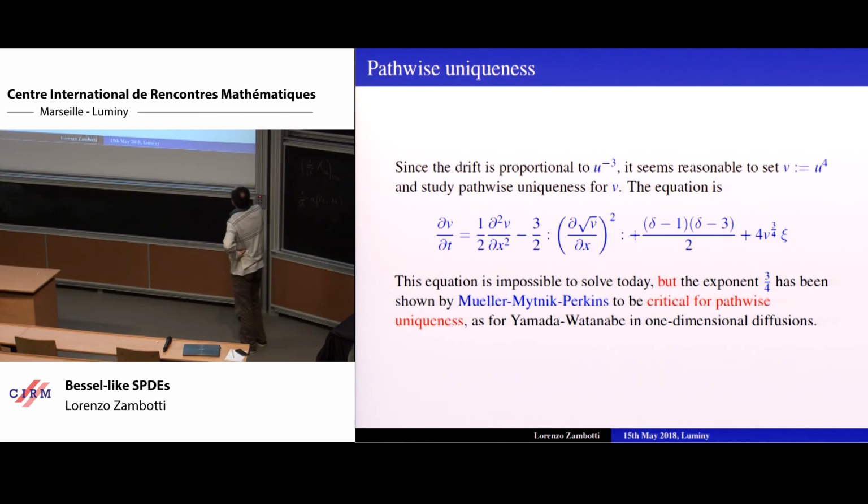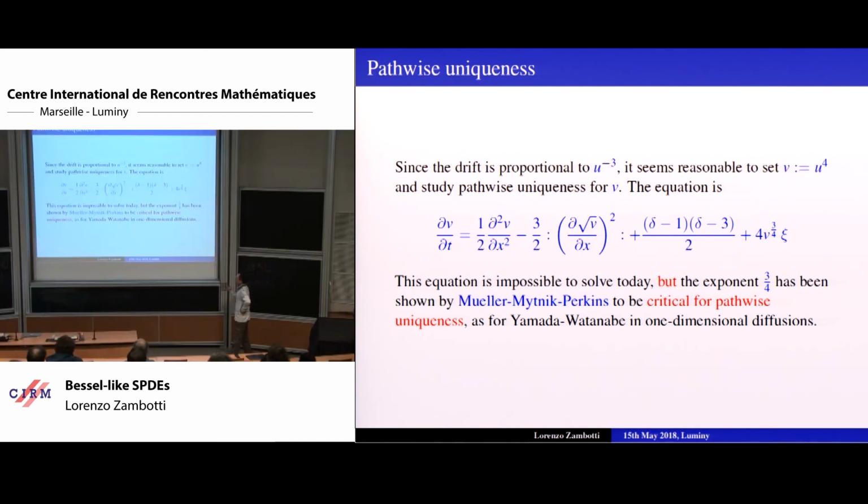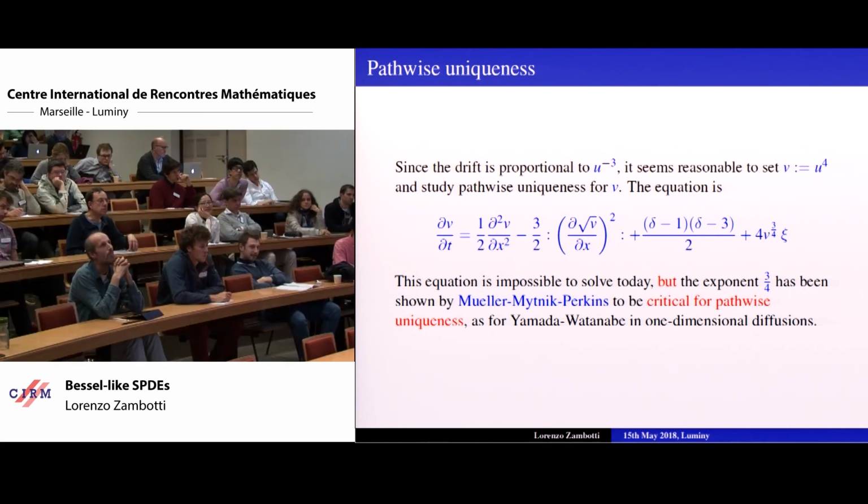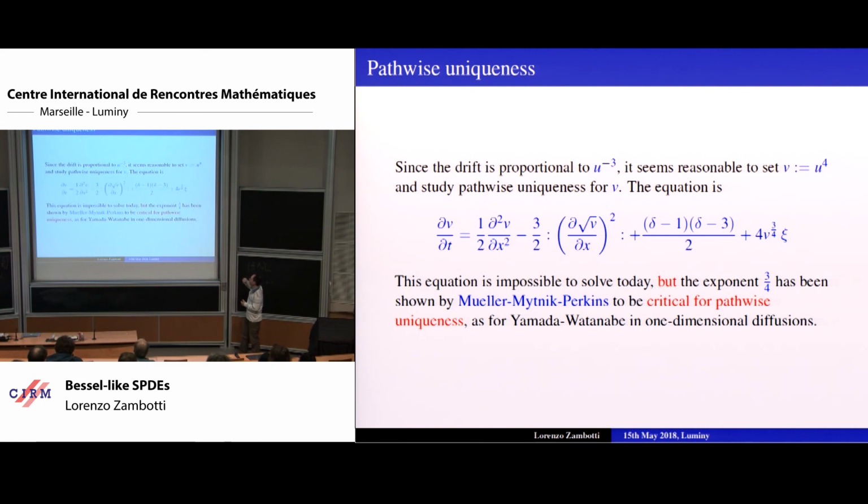But what is very inspiring here is that, like for Yamada-Watanabe in one-dimensional diffusion, the exponent 3/4 has been proved to be the critical one for pathwise uniqueness, of course forgetting the complicated term here. Mueller, Mytnik and Perkins tell you that if you take a higher exponent, you have pathwise uniqueness. If you take a smaller exponent, you don't have pathwise uniqueness. So it's exactly as for Yamada-Watanabe. So it looks like there is, in this crazy picture, some consistency.